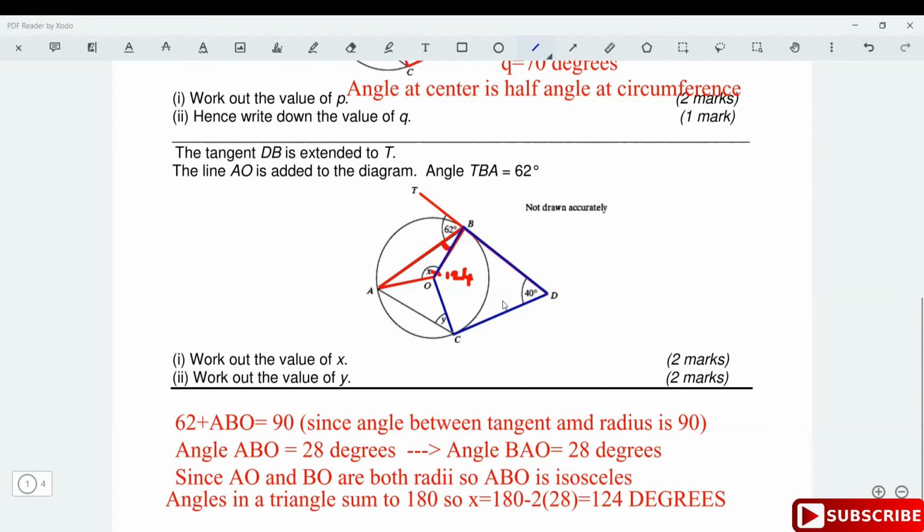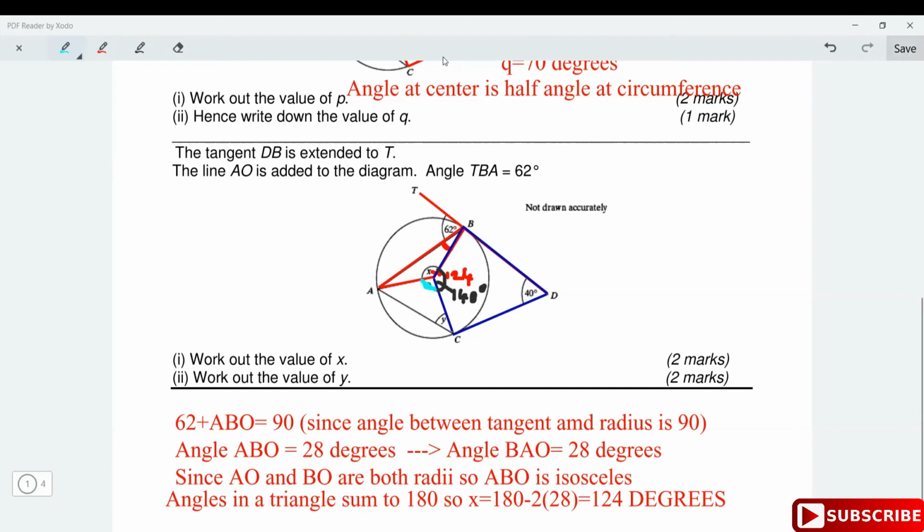Since that part forms a cyclic quadrilateral, the angle inside here is going to be 140. So x is 124 and this is 140. Now, since this angle is 140, angles around a point sum to 360. Let's write that down. Angles around a point are angles in a circle, so this whole thing is 360.